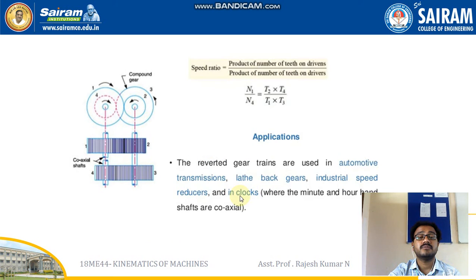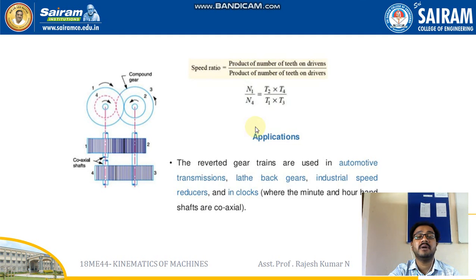So the speed ratio will always be equal to the product of number of teeth on the drivens divided by the product of number of teeth on the drivers. This is the speed ratio. Once again, it is the ratio of the product of number of teeth on the drivens divided by the product of number of teeth on the drivers. So the equation will be N1 by N4, the first to the last, which is equal to T2 into T4 divided by T1 into T3. So always the even gear numbers are in the numerator and the odd numbers in the denominator, and the train ratio will be the reciprocal of this one.